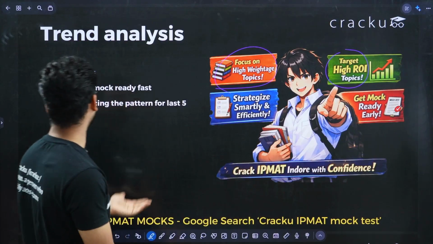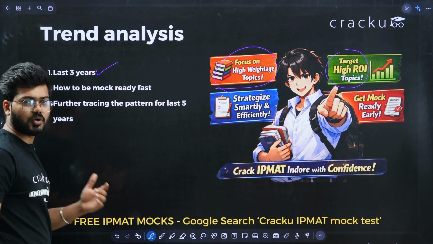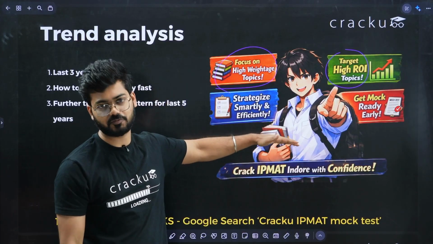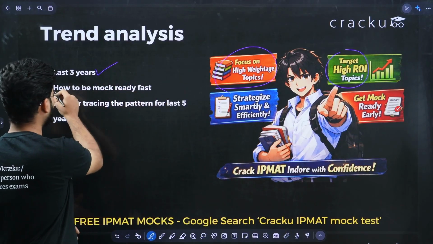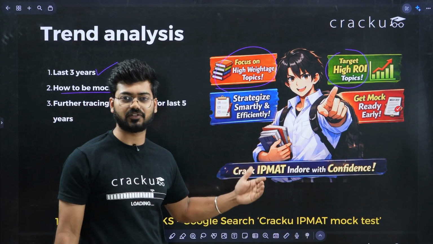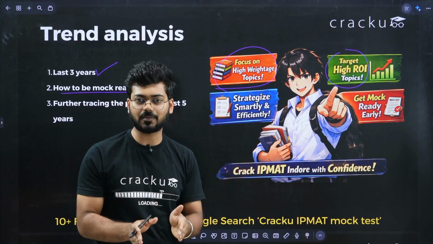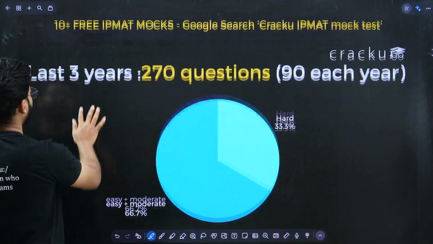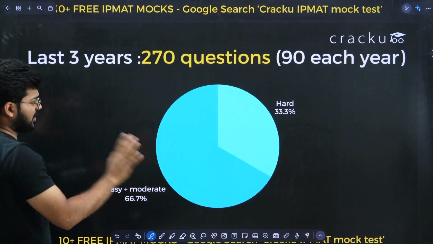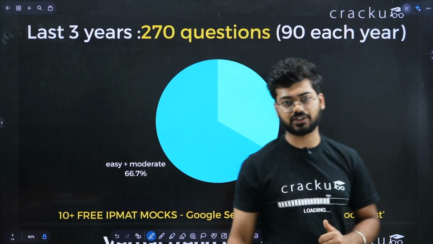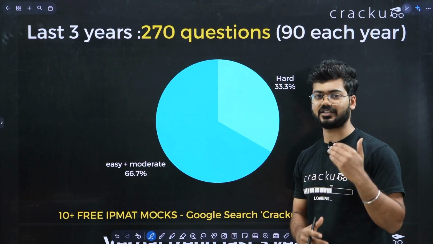Okay, coming ahead, we will have a look at the last 3 years' pattern, and from that we will extract this information: how to be mock ready fast. Further, we will trace back the pattern to the last 5 years, but the last 3 years' pattern is most important. In the last 3 years, in total 270 questions have come in the examination, 90 each year, no pattern change.